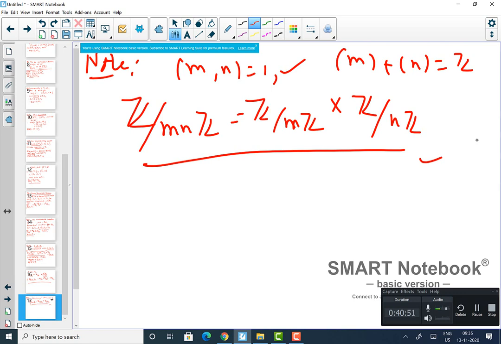Now obviously, another corollary: you can straightforwardly have a corollary of this theorem.